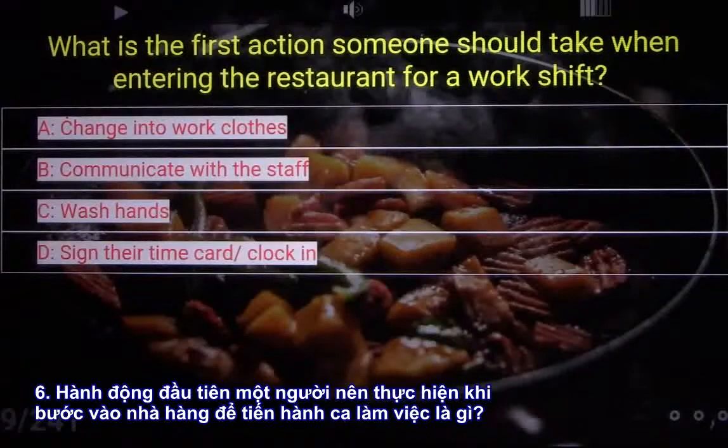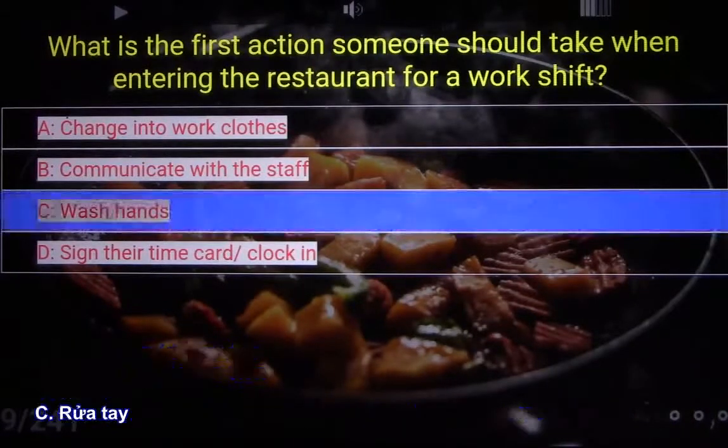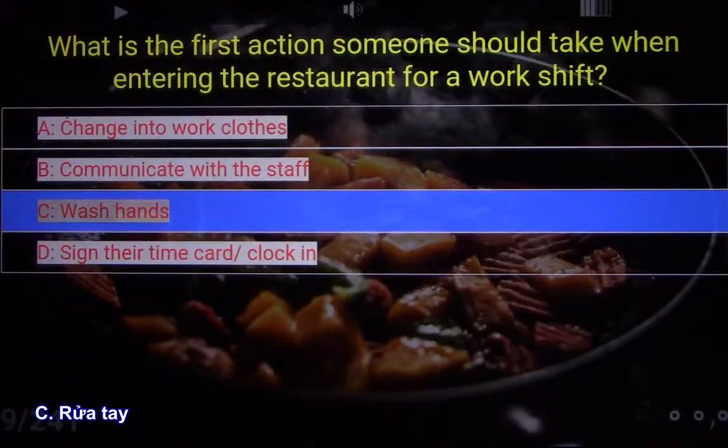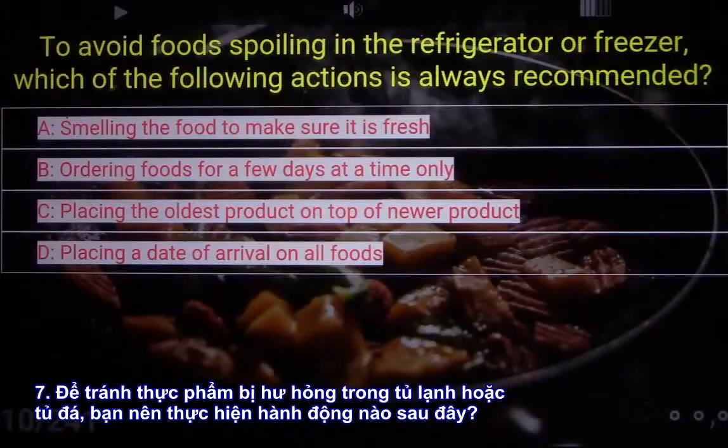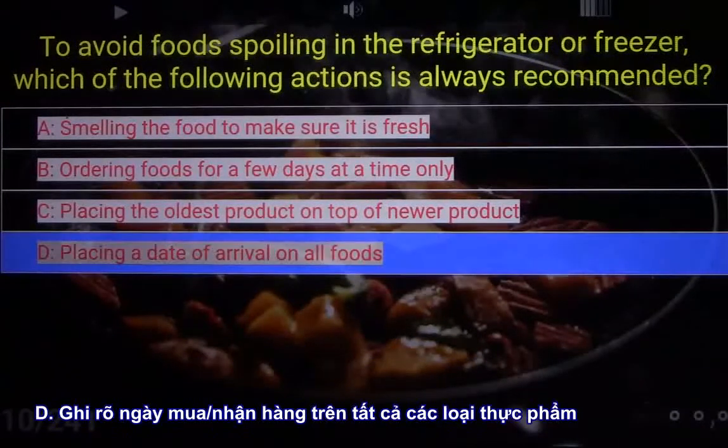What is the first action someone should take when entering the restaurant for a work shift? C. Wash hands. To avoid foods spoiling in the refrigerator or freezer, which of the following actions is always recommended? D. Placing a date of arrival on all foods.